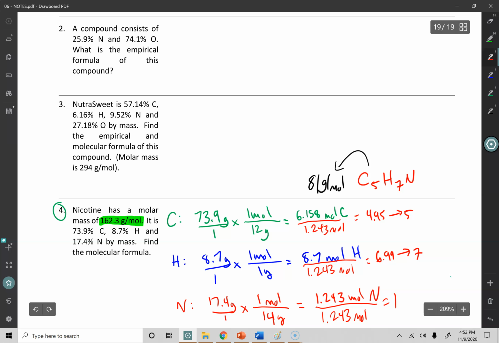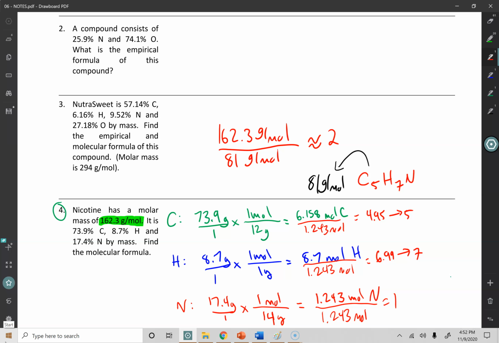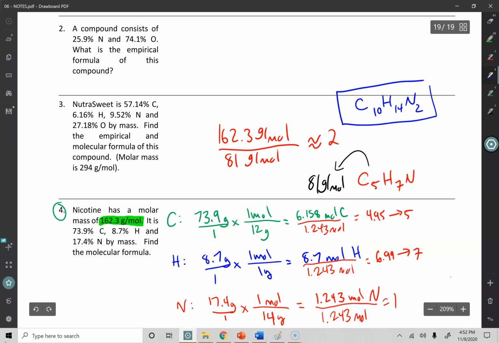Now, ideally, a molar mass should be some multiple of your empirical formula mass. So just to really go through the math, 162.3 grams per mole, that's our molecular formula's molar mass, divided by our empirical formula's molar mass. That's pretty close to 2. What do we do with that number? We're going to take, in this case, 2 and multiply it by each of the subscripts. So I'm still going to have carbon, hydrogen, and nitrogen. 2 times 5 gives me 10. 2 times 7 is 14. And 2 times 1 is 2.